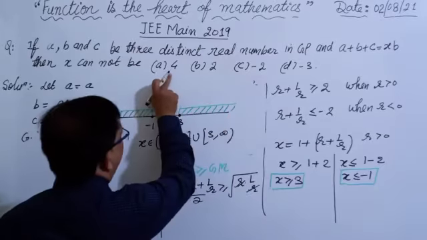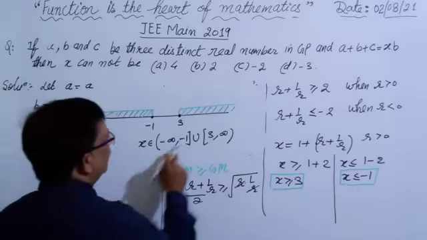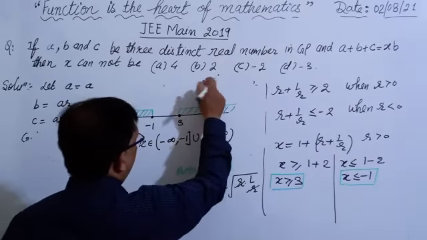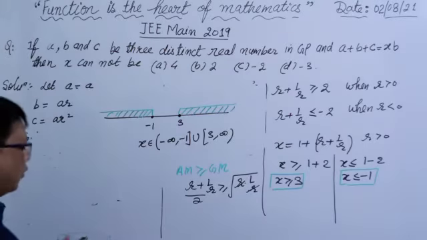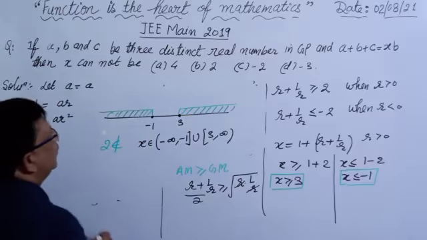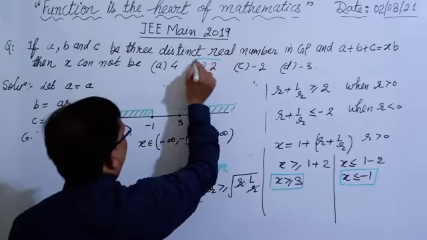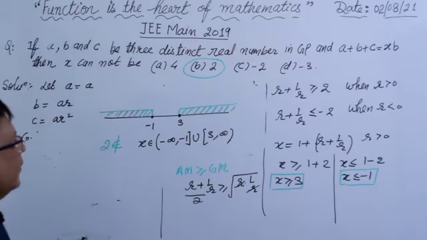It means x is 4. But x is not 2. So this is your final answer. Here 2 does not belong to x. So our final answer is 2.